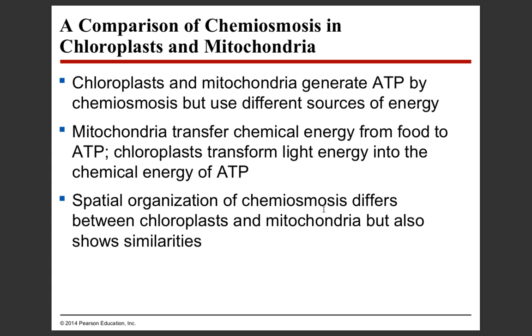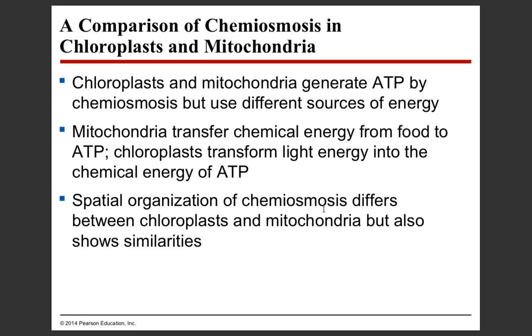Okay, we're going to take a time out for just a second to compare the chemiosmosis in chloroplasts and mitochondria. What the heck is chemiosmosis? Remember osmosis? Water moves from high to low concentration. Chemiosmosis is basically when we have chemicals moving from high to low concentration, and it's used to generate energy for something else. So in chloroplasts and mitochondria, we're going to generate ATP by chemiosmosis, but they use different sources for this energy.